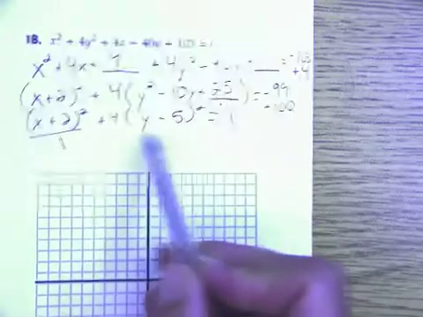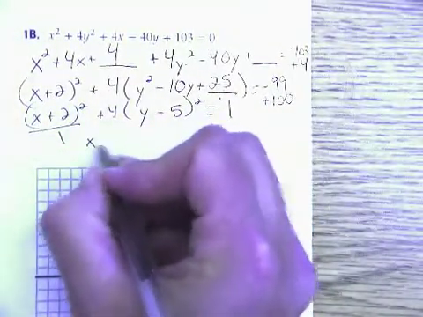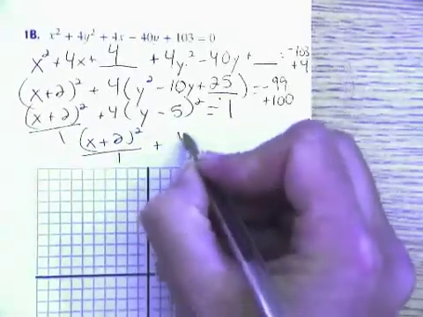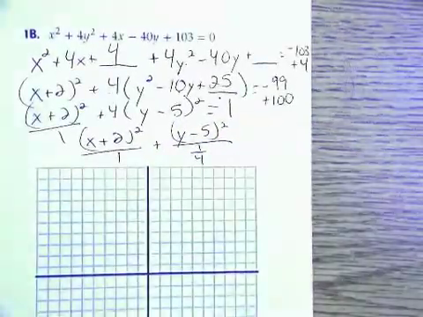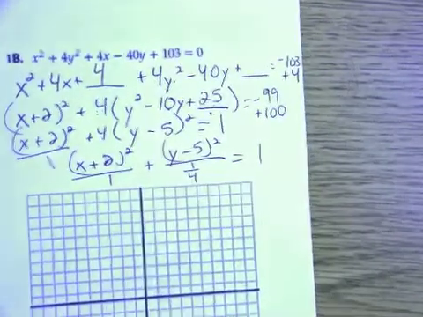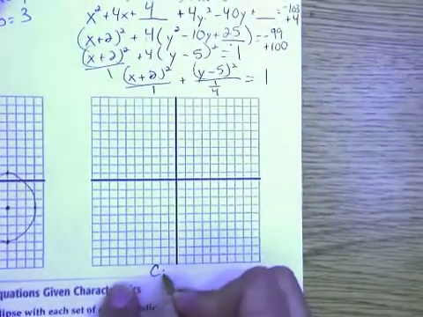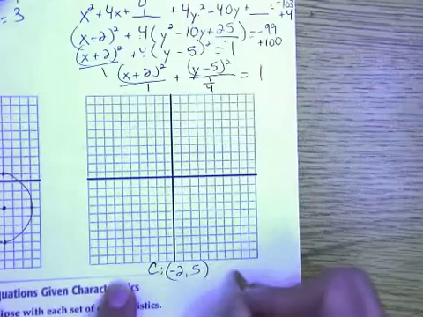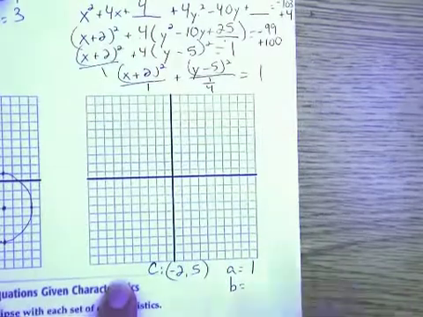But how can I rewrite this so that it's y minus 5 quantity squared over something? Well, I take the reciprocal of 4, and that's what I put y minus 5 over. So my new equation in standard form is going to be x plus 2 quantity squared over 1 plus y minus 5 quantity squared over 1/4 equals 1. So that means that the center of this graph is negative 2, 5.